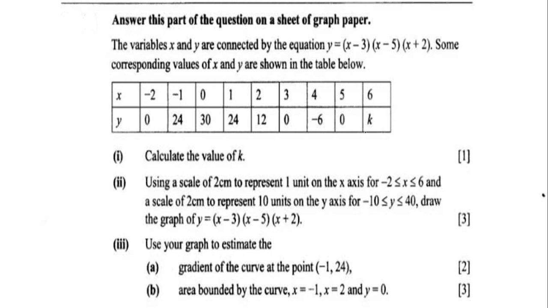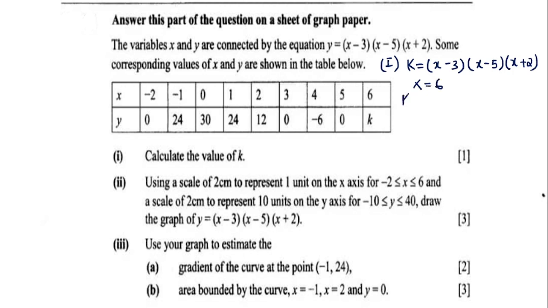So k is on the y-axis, and where k is, the value of x is equal to 6. So we'll have to substitute. Where there is x, we're going to put a 6 so that we can find the value of k. Therefore, we can write this equation as k is equal to (x minus 3)(x minus 5)(x plus 2), where x is equal to 6.